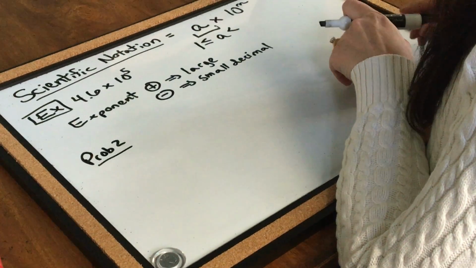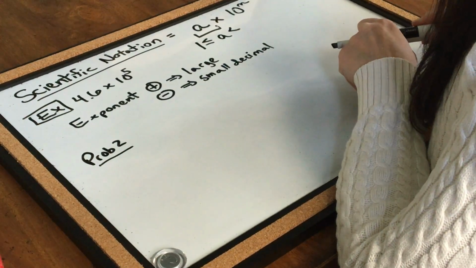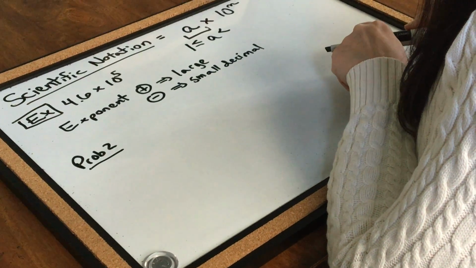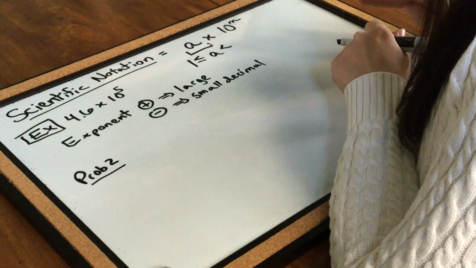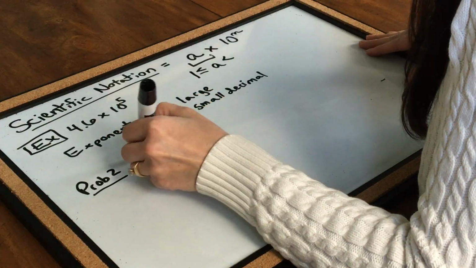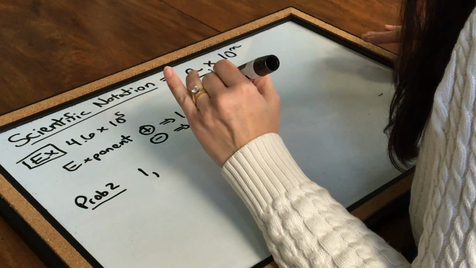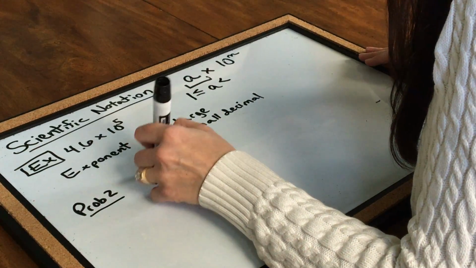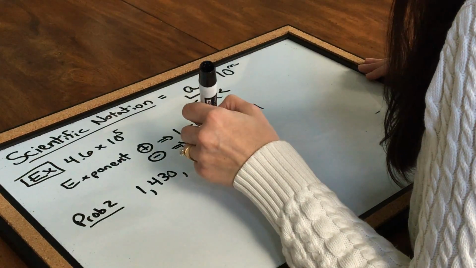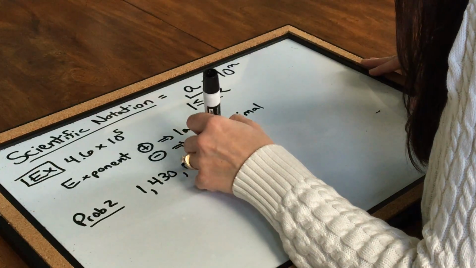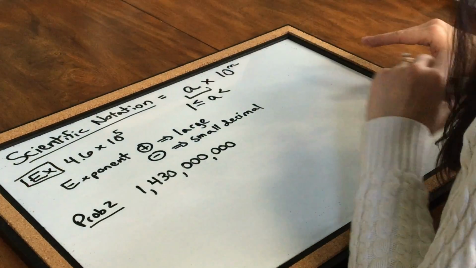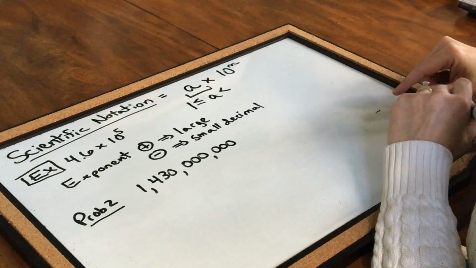So let's start out with problem 2. In problem 2, they ask us to write a number in scientific notation. What they've given us is a really big number: 1,430,000,000. That is a big number. Hopefully not the people who will get coronavirus, okay?